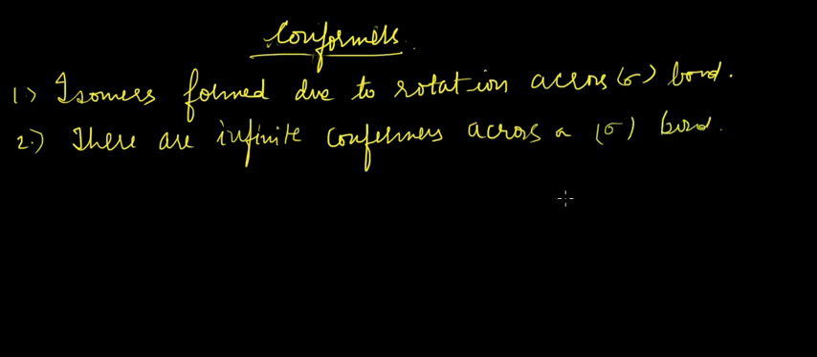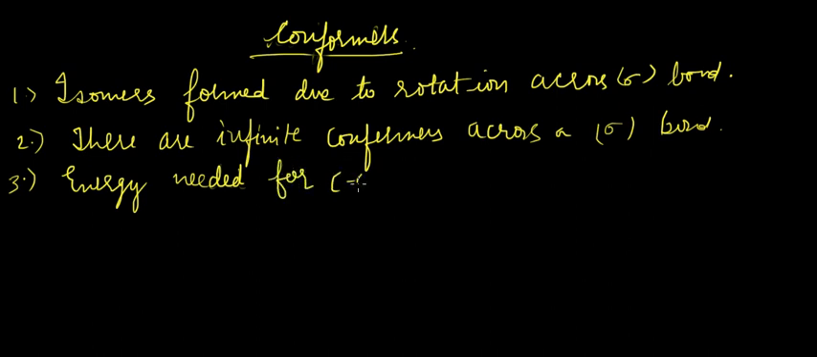Okay, so next comes the question: from where does the energy come in for the C-C bond rotation? For that, the answer is that the energy is available at room temperature, and all the conformers can avail that energy and use it to form various kinds of different isomers by rotation across their sigma bond. So the energy needed for C-C bond rotation is available at room temperature.